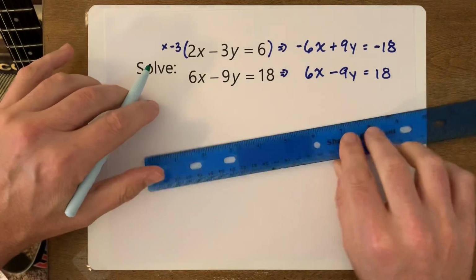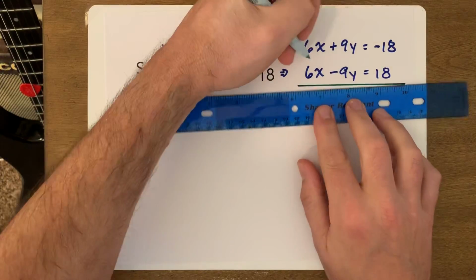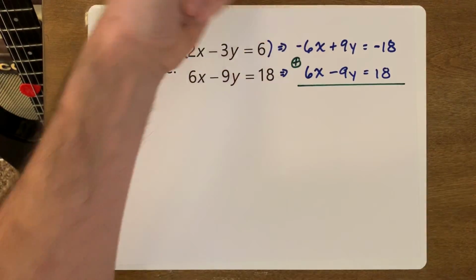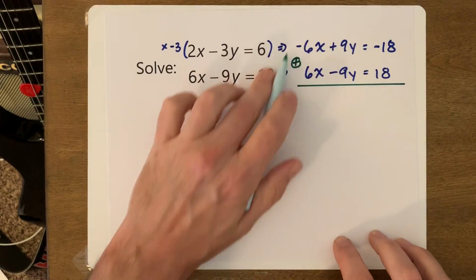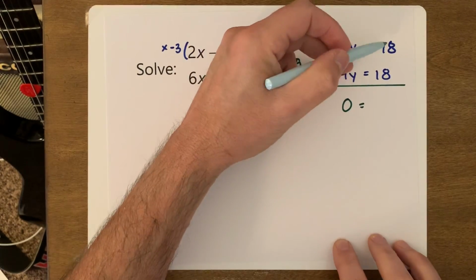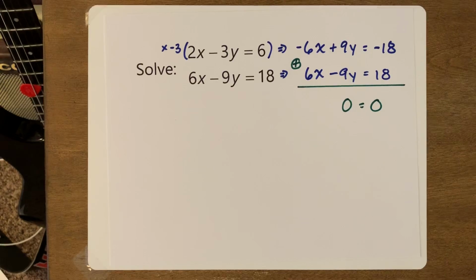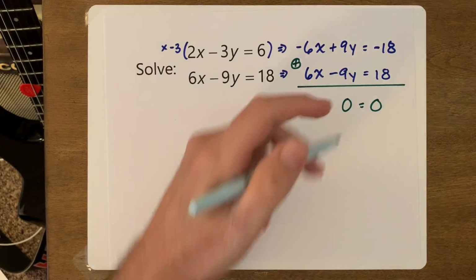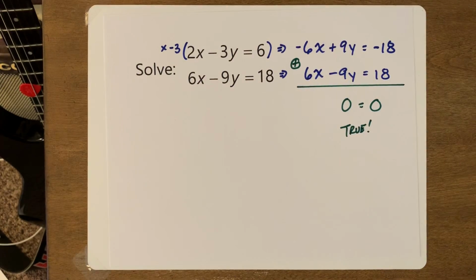If I now add the two equations together, and you might be looking at this going, uh-oh, something bad's about to happen. These two guys cancel. These two guys cancel. The entire left-hand side cancels, and it makes 0. The right side cancels, and it makes 0. So now all the variables canceled, and I get a true statement. This right here is true because 0 does equal 0.